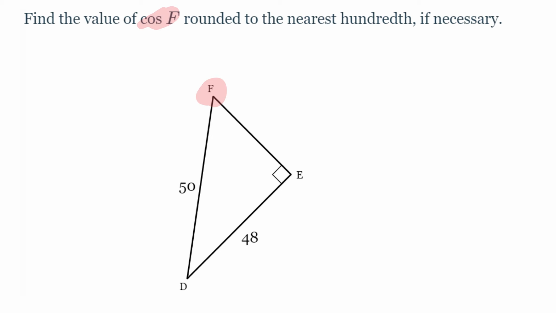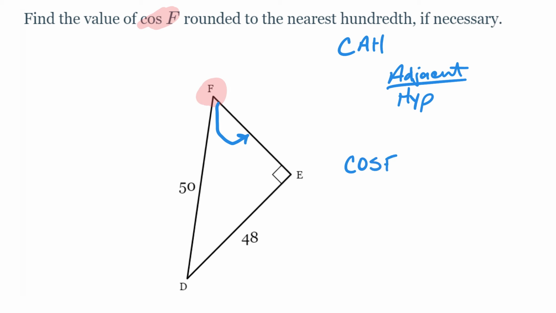Well, remember cosine has the ratio of the adjacent over the hypotenuse. Well, I know what the hypotenuse is, so we're going to write cos of F. The hypotenuse is 50. Well, the adjacent side is unknown as of now, but don't forget, we have a right triangle here. So we're looking for the side of a right triangle. This is where we're going to use Pythagorean's theorem to find the missing side.